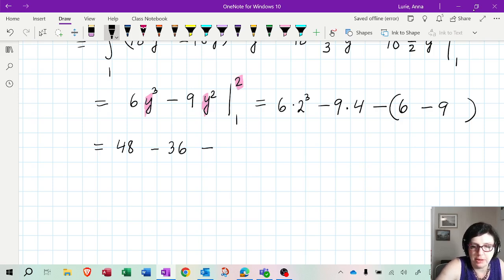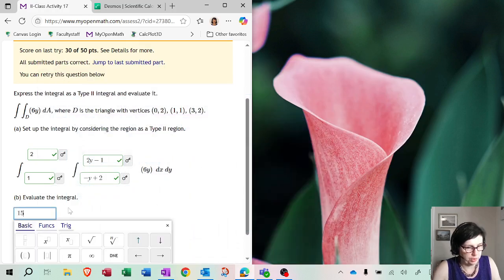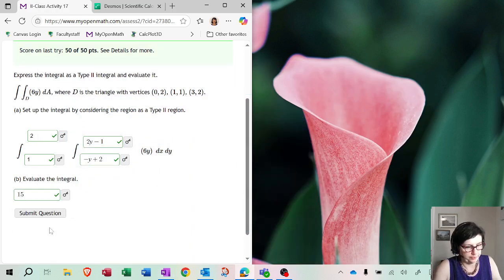And then minus, well, here actually I can just compute 6 minus 9 is negative 3. So I'm subtracting 3, which means I add 3. Okay, so looks like if I subtract 48 minus 36, that's 12 plus 3. So looks like I got 15. Now, there are a lot of places where this could go wrong. And let's see. Well, it did not.